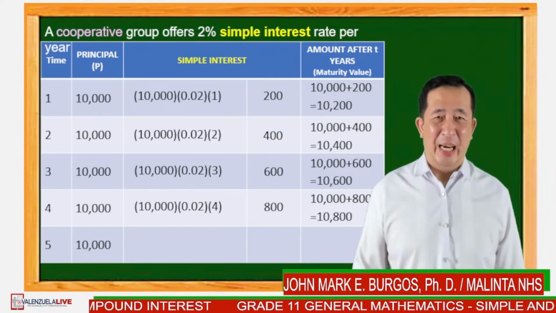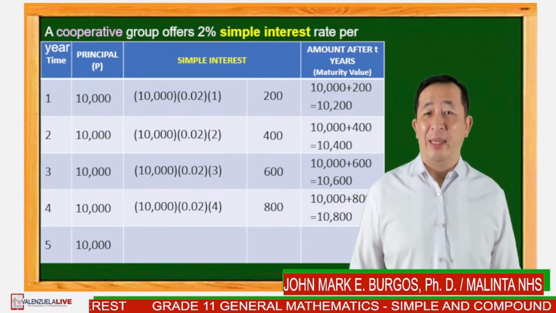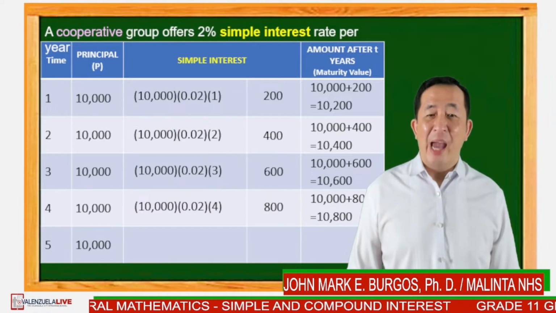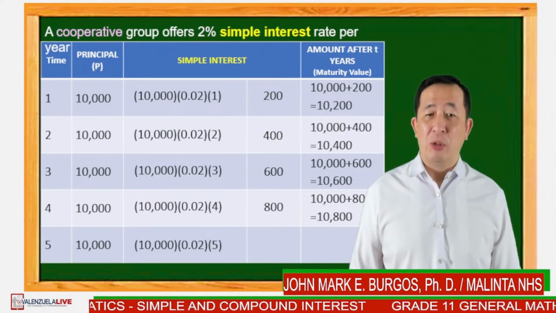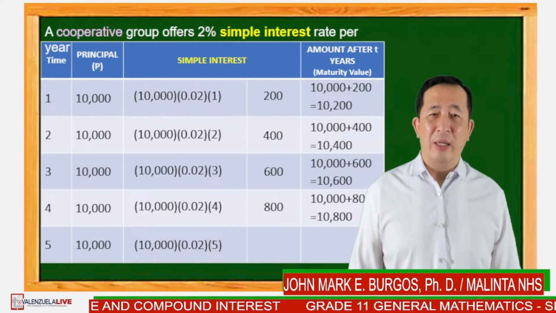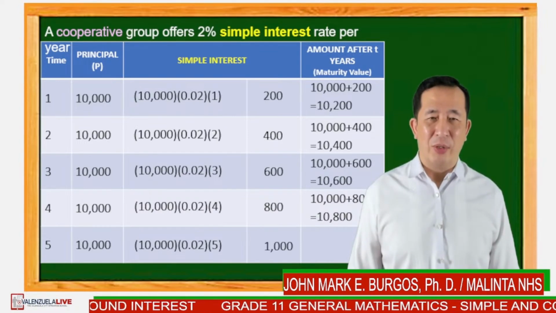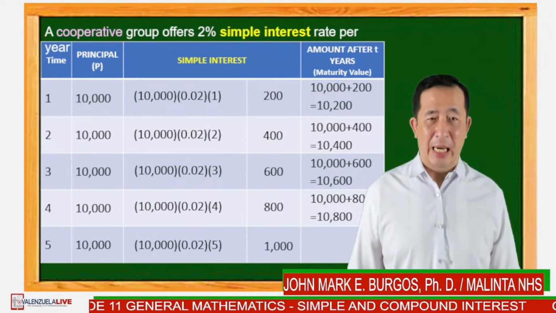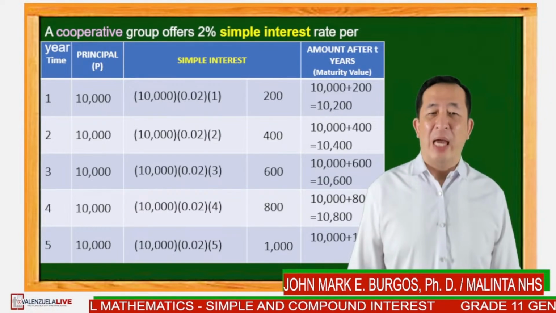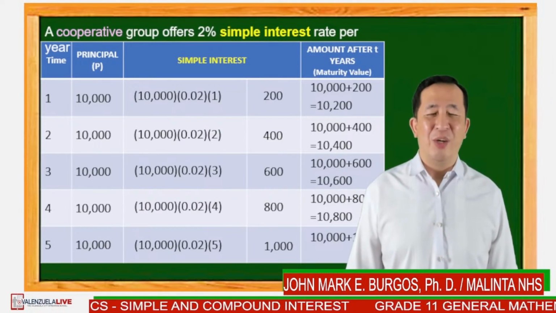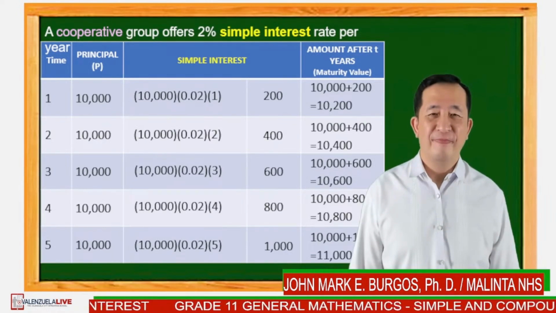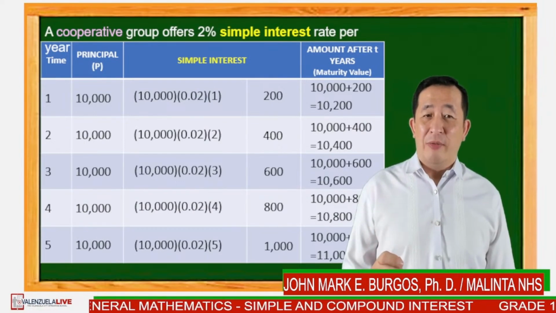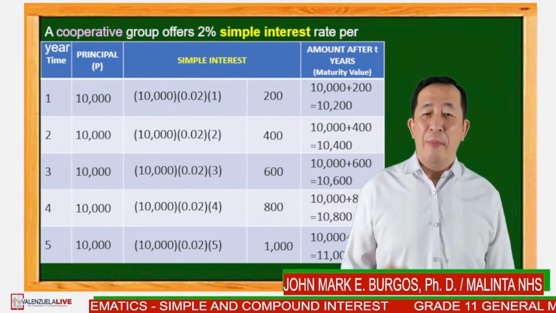And on the fifth year, starting with the principal amount again of 10,000 pesos, to compute the simple interest, it will be 10,000 times 0.02 times 5. The simple interest computed will be 1,000 pesos. Adding the 1,000 to the principal amount, after T years the maturity value will be 10,000 plus 1,000 is equal to 11,000.